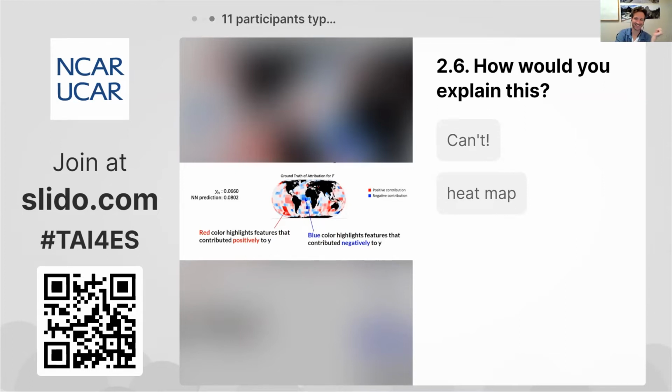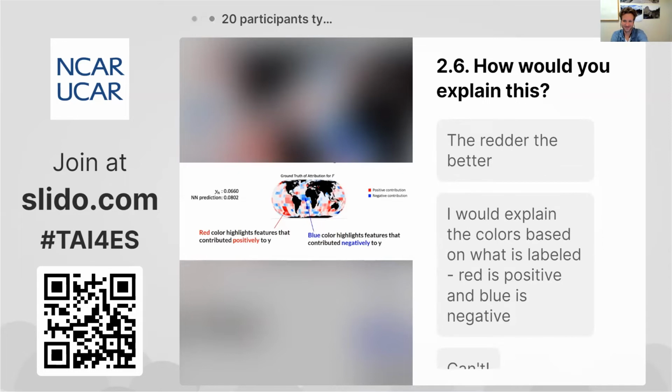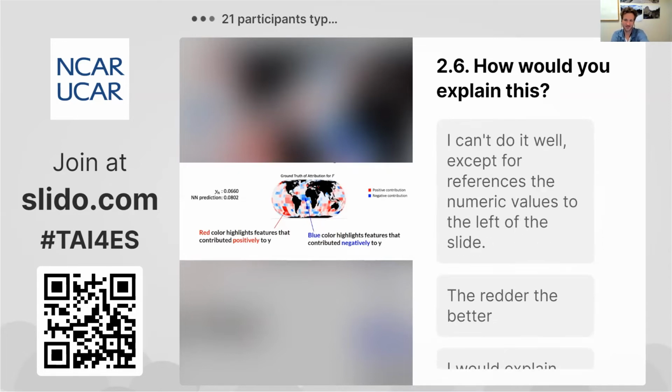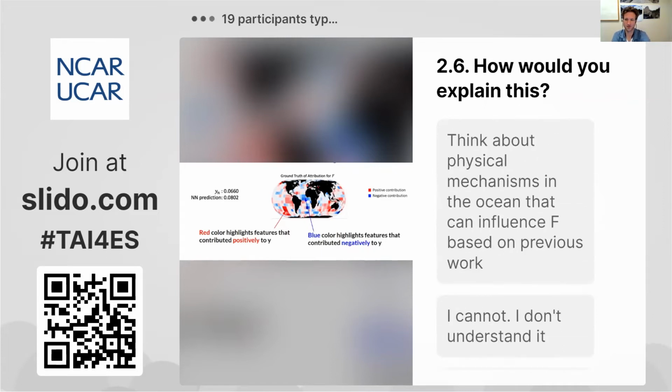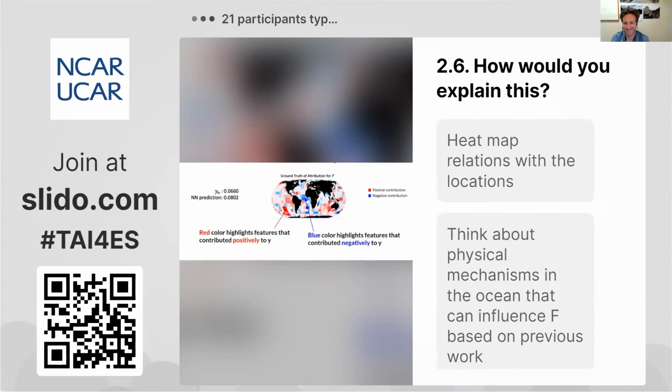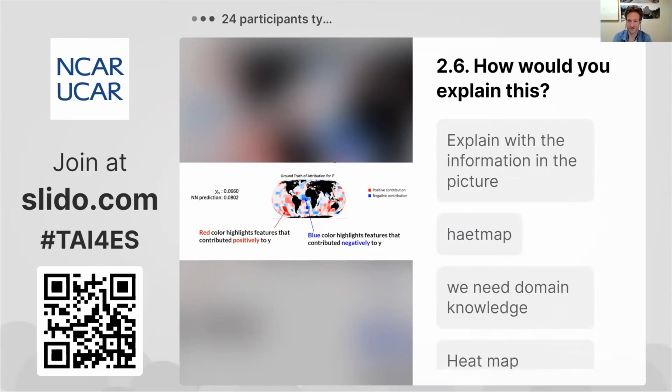So how would we explain it? Okay, positive, blue. It's negative. Can't do it well for references and values. Can't. Don't know what this is. By fitting a simpler model. Heat map relations with the locations. We need domain knowledge. Okay, all right. Some good ideas.